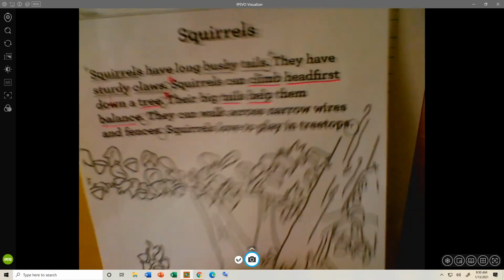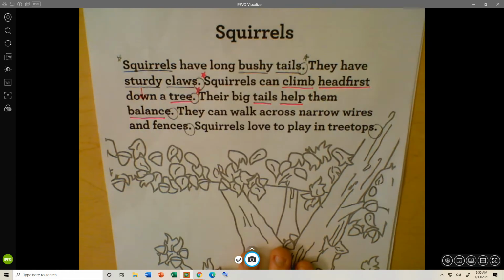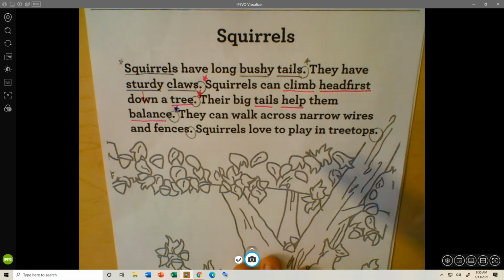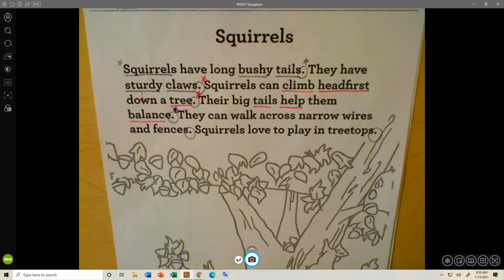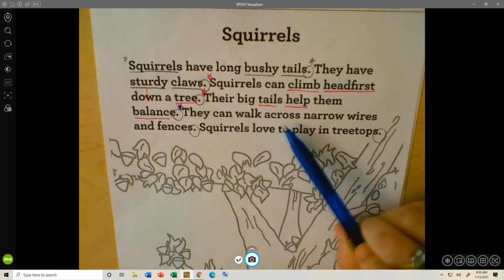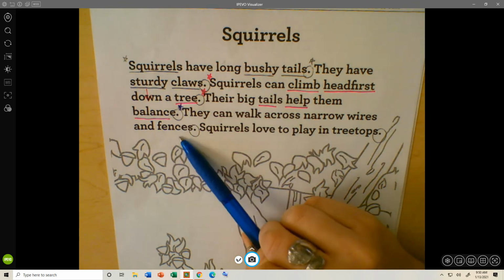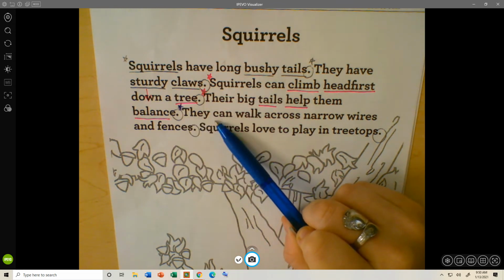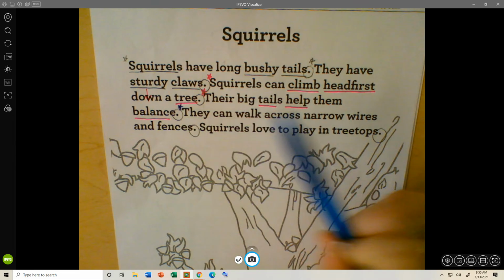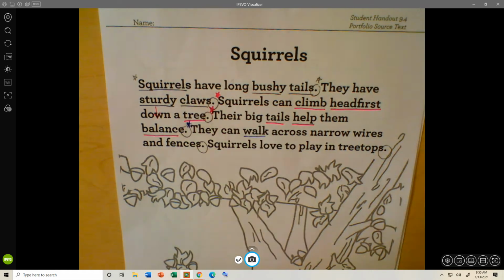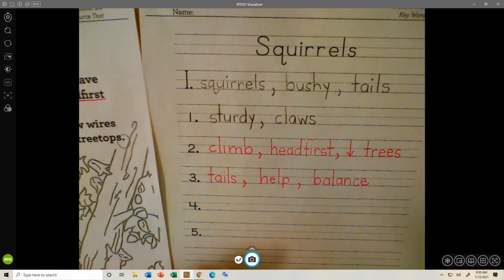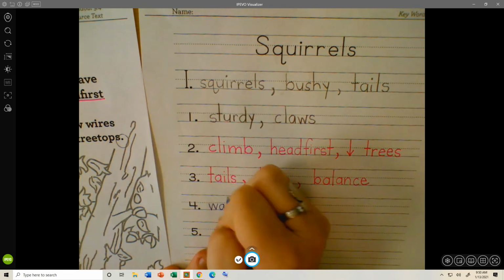Now, let's look at that last sentence. Take your paragraph here. Today we're looking at our last two sentences. Here's our next one, and I'm going to read it to you. We're going to find those three keywords. Here we go. They can walk across narrow wires and fences. So, do we need to write they? No. Do we need to write can? No. What about walk? Yes. So we need to underline walk. And then you're going to copy it on your outline.